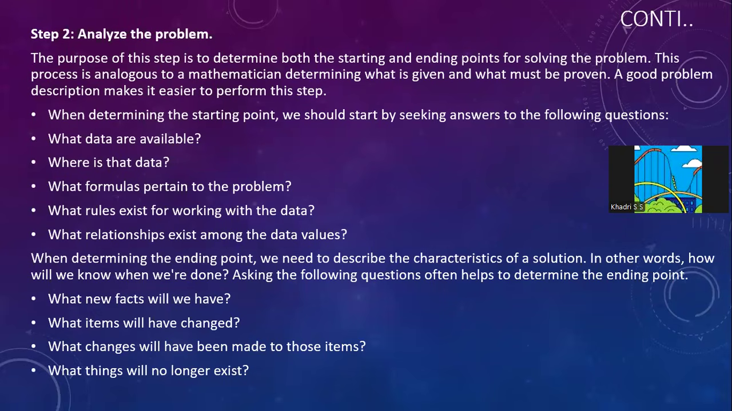Second step is analyze the problem. Of course, without analyzing, we can't solve the problems. The purpose of this step is to determine both the starting and ending point for solving the problem. This process is analogous to a mathematician determining what is given and what must be proven. A good problem description makes it easier to perform these steps. That is, who, what, when, where. These are the questions that should be analyzed when we analyze the problems.